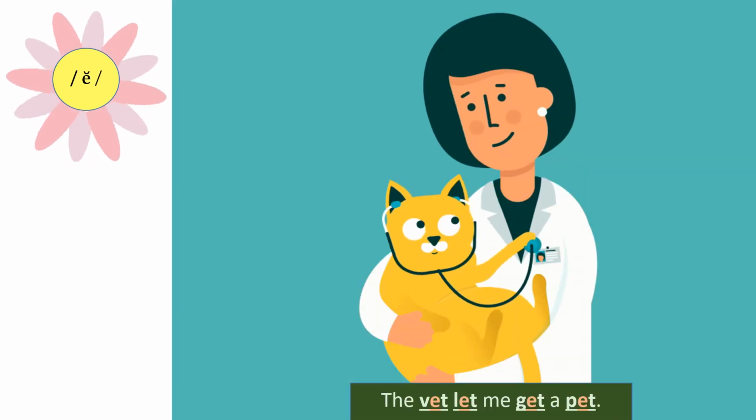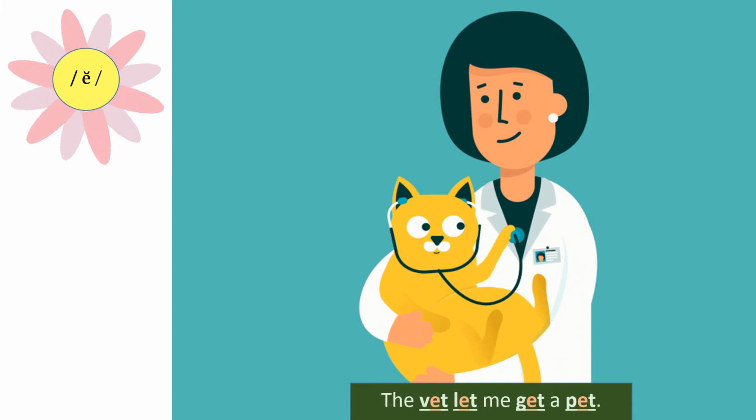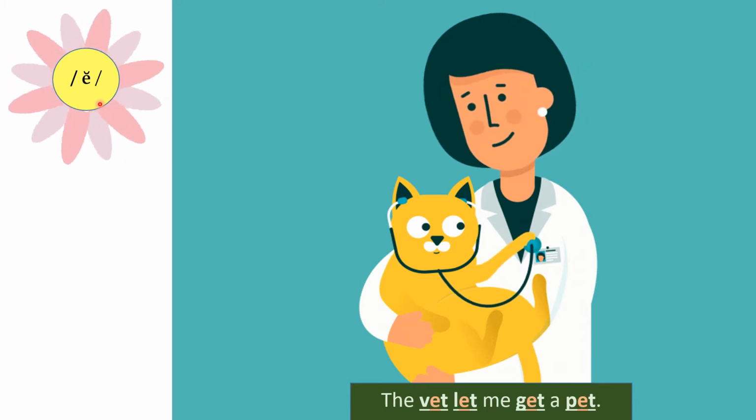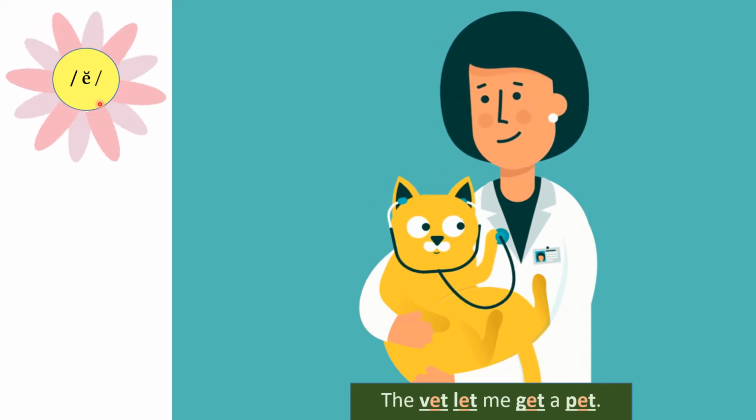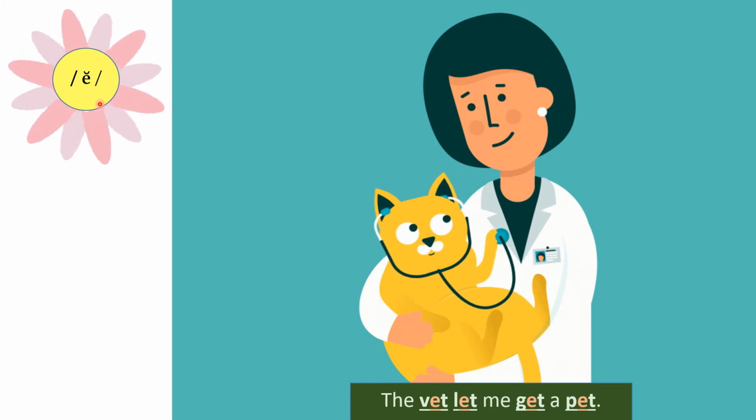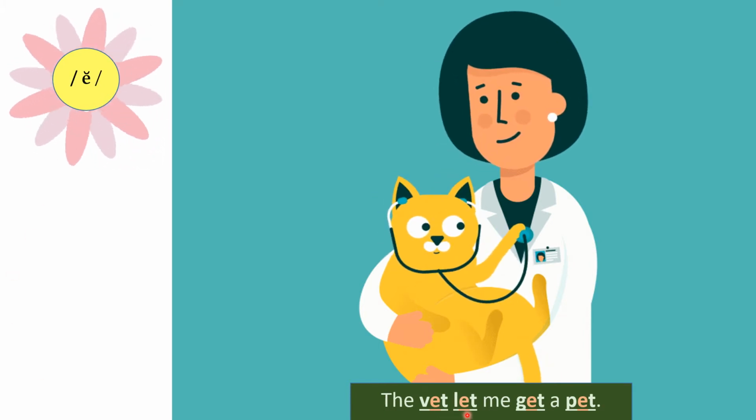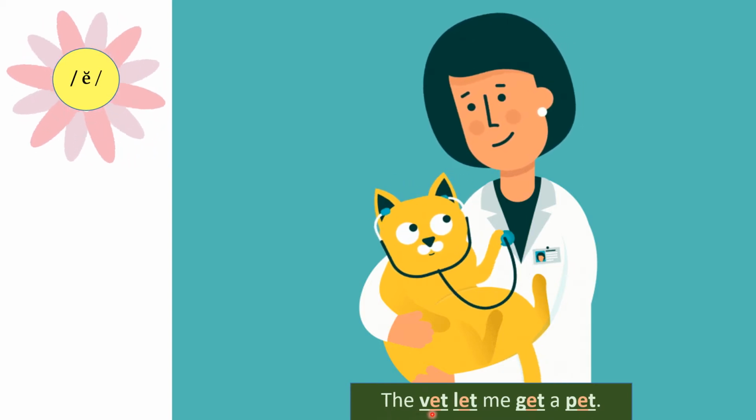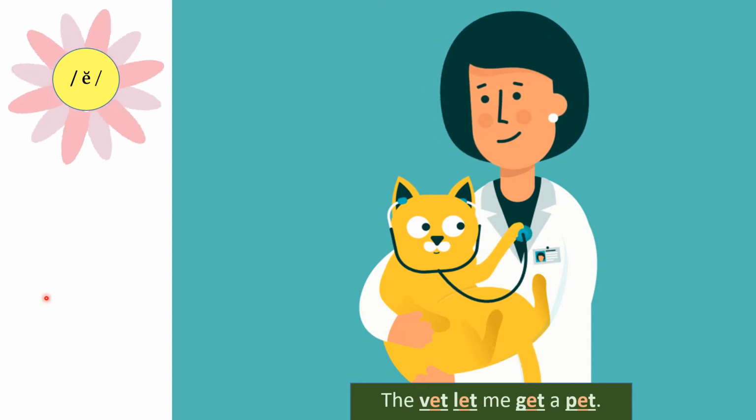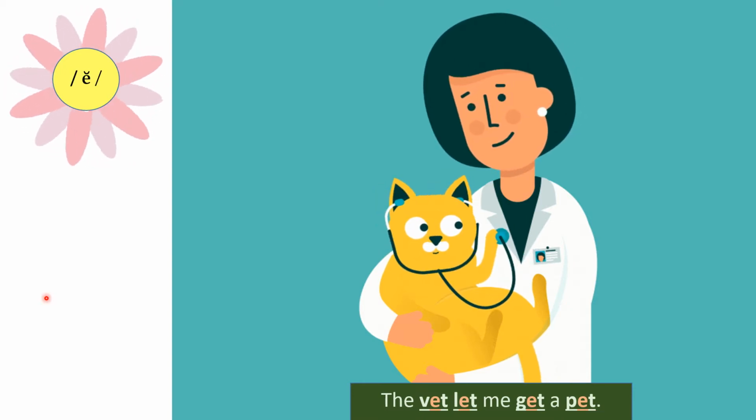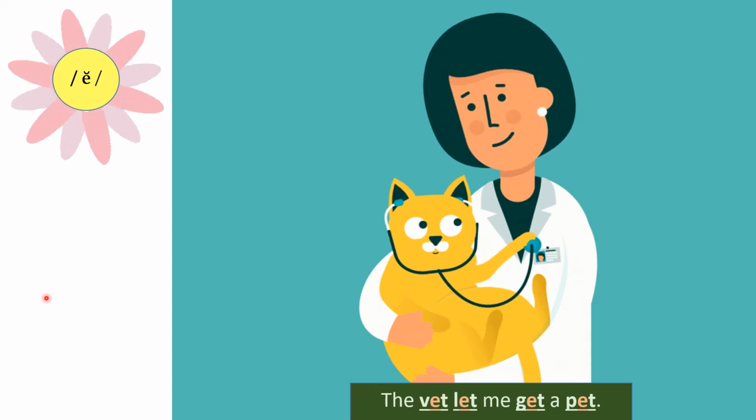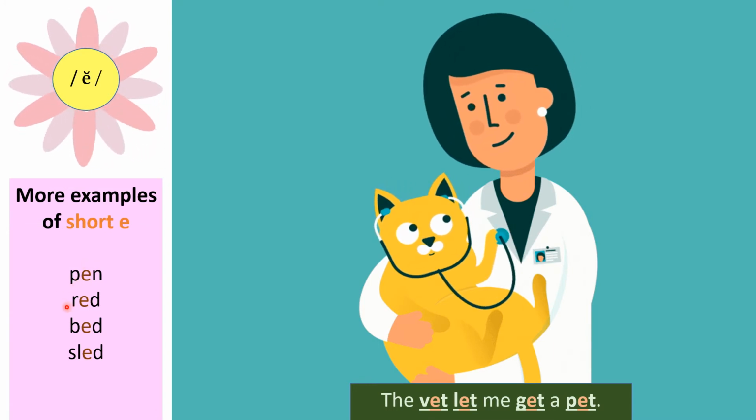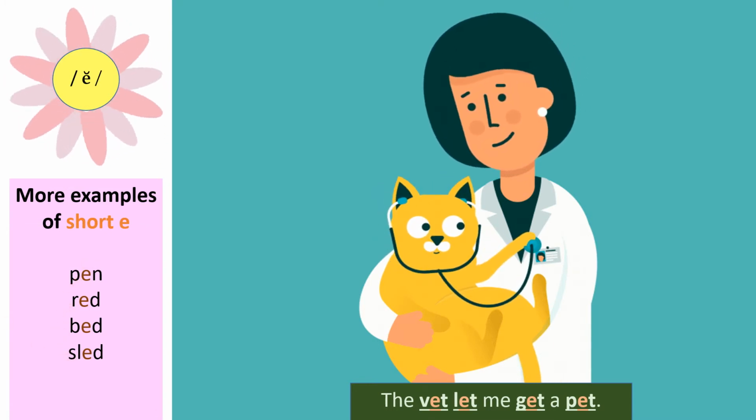We are now in the pronunciation symbol for vowels, the symbol of the short E. And this symbol has a sound of E. The short E sound is what you hear in the words like vet, let, get, and pet. Now let's read the sentence. The vet let me get a pet. Now we have here more example of words with short E sound. Pen, red, bed, sled.